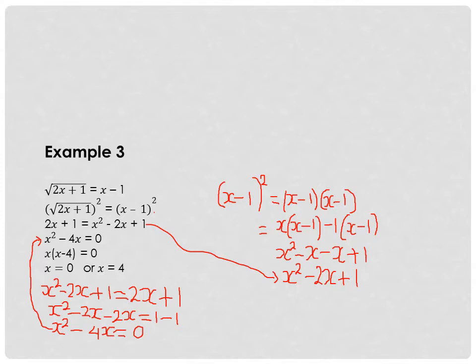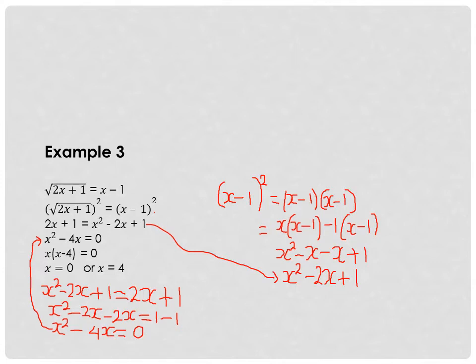So on the left hand side, we are going to have in a bracket square root of 2x plus 1 to the power 2. And the right hand side, we are going to have x minus 1 in a bracket to the power 2. So now we will be able to cancel the square root because we have squared both sides. So we will be left with 2x plus 1 is equals to x to the power 2 minus 2x plus 1. Now let's see how we can get x to the power 2 minus 2x plus 1. Please look at the workings there.